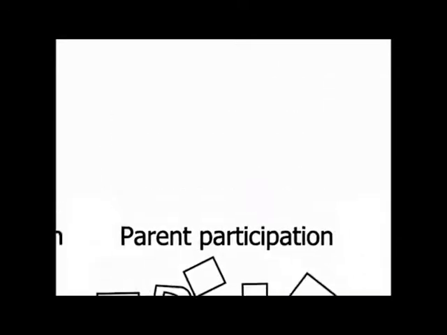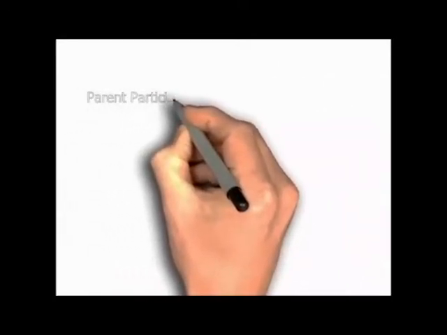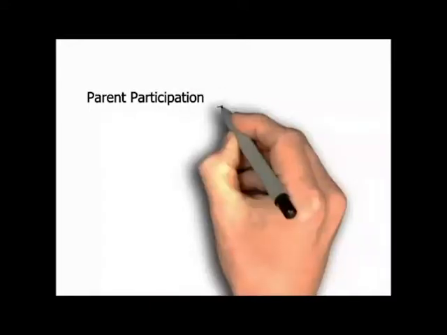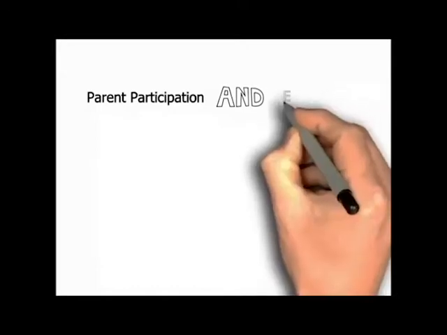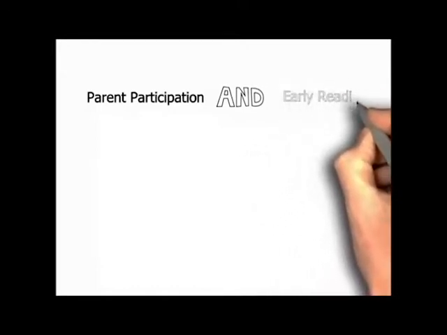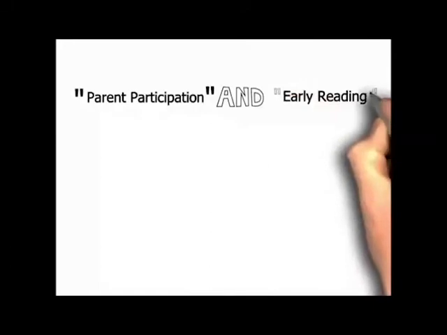Since you're searching how parent participation affects early reading, narrow your search and connect relational concepts with and. Searching for "parent participation" and "early reading" means you will only see results that have both phrases mentioned. Each phrase is surrounded with quotes so the computer knows that those words need to appear together.